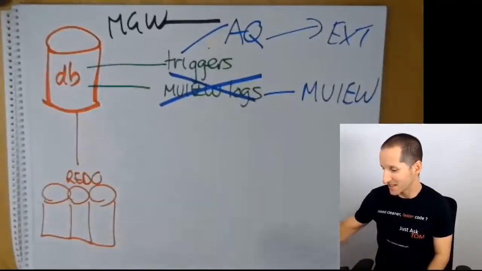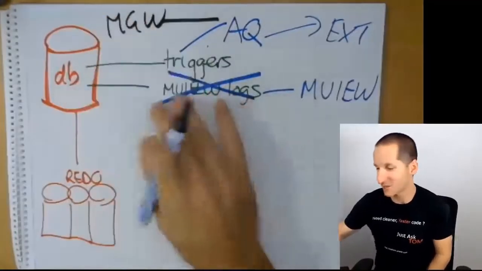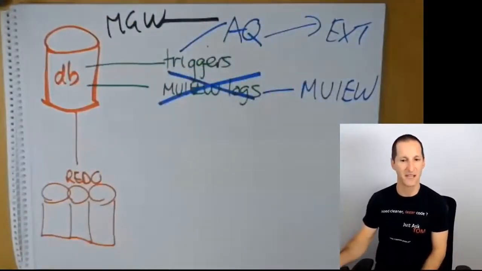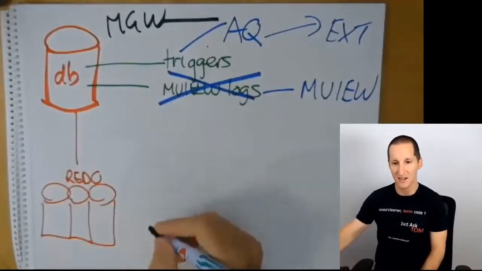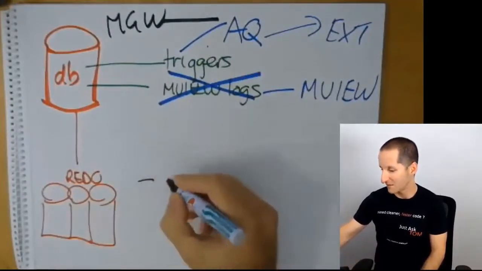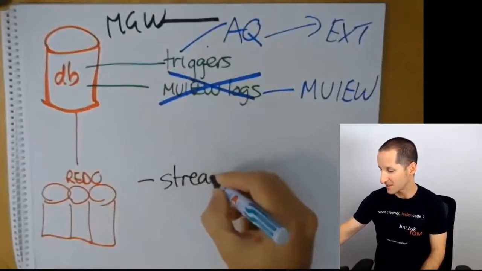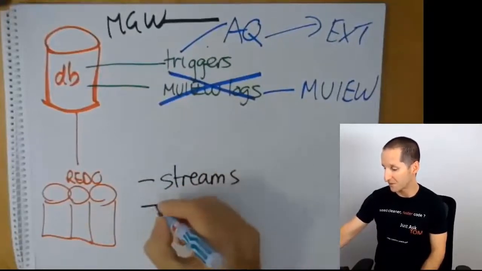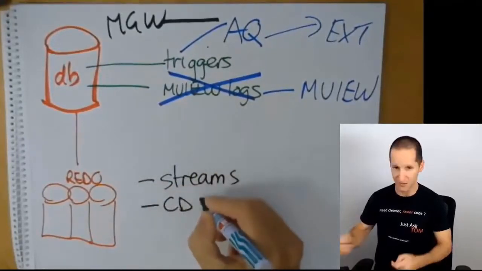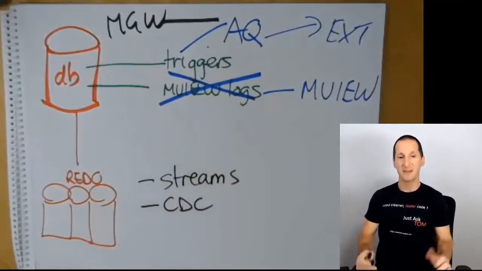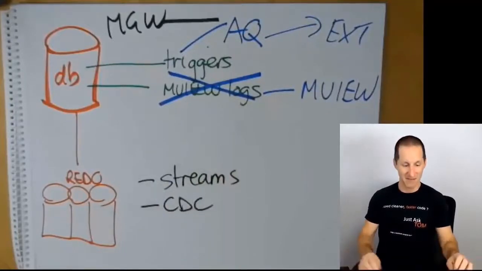What else we got? Okay, so let's get away from the database now. Let's say all these things are too expensive on the database. How do we now do it, for example, not on the database? Let's go down to the redo. You might be familiar with terms like streams, and something that's built on top of streams is a thing called change data capture.